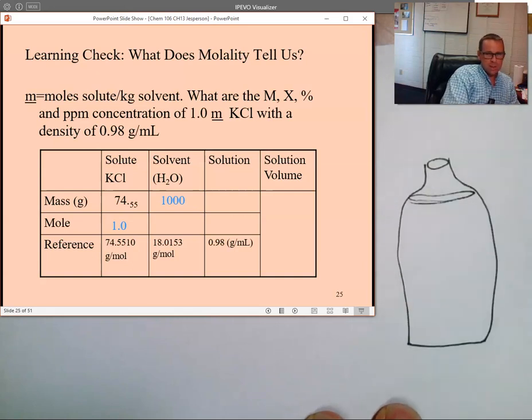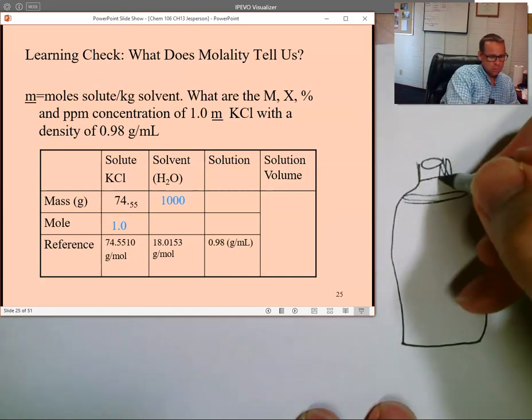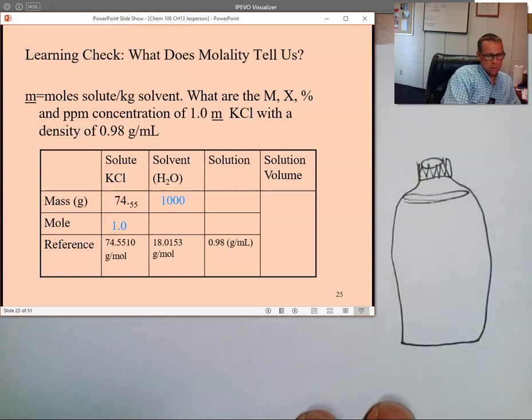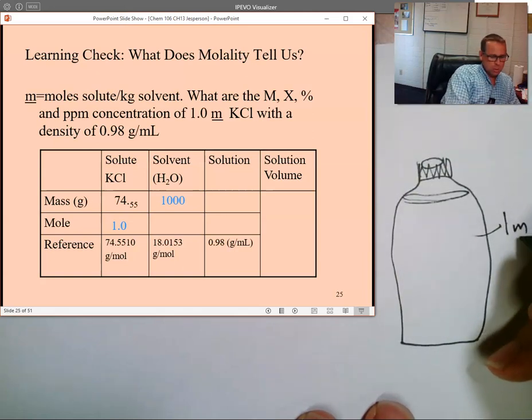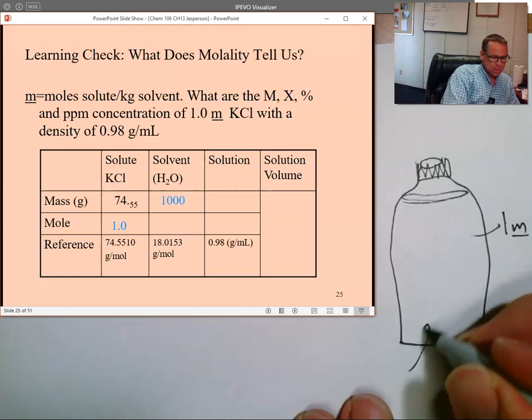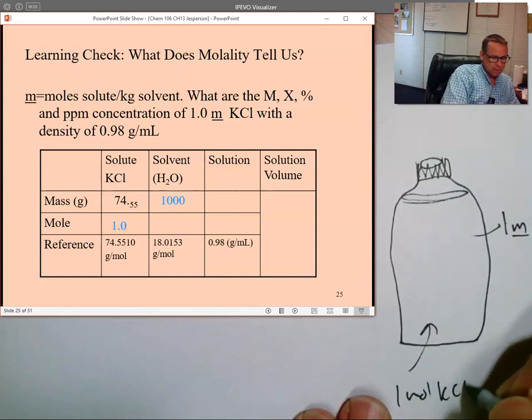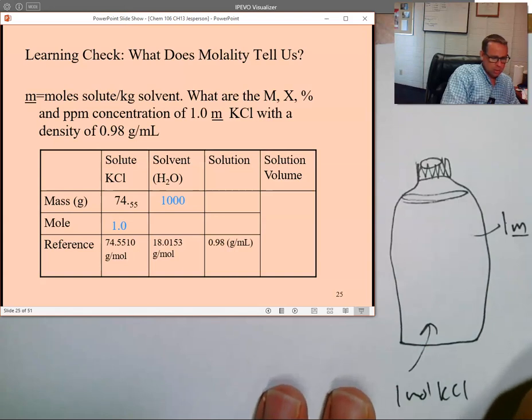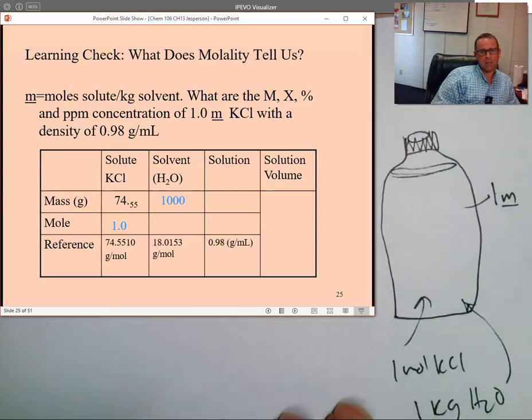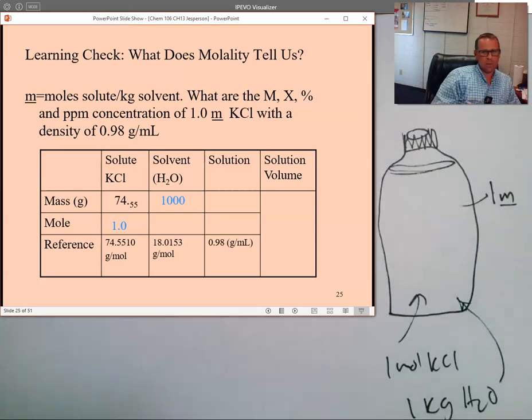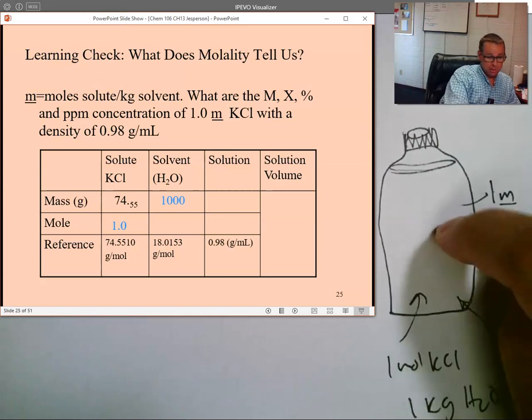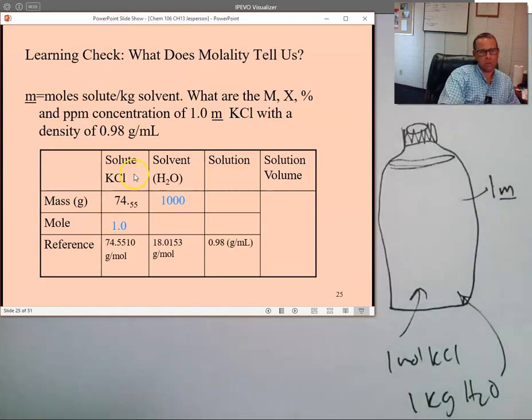Now, I'm going to help us recognize, here it is, my container of solution, and what I know is that it's 1 molal, or that there's 1 mole of KCl and 1 kilogram of water. That's what we're describing and fixing our system, and knowing what we're talking about is important.